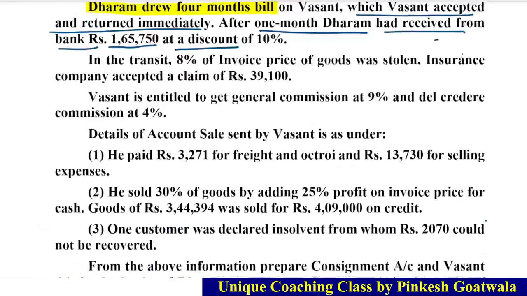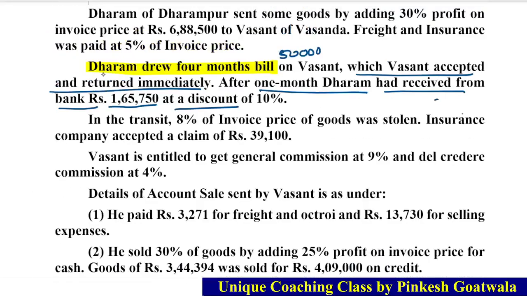Look at the question again. Look here, Dharam drew 4 month bill on Vasant. They didn't give the amount of the bill which was accepted and returned immediately. After 1 month, Dharam had received from bank. Look at the words, Dharam had received from the bank 1,65,750 at a discount of 10%. So here they give the amount of the bank, not the amount of the bill. That is the twist point.